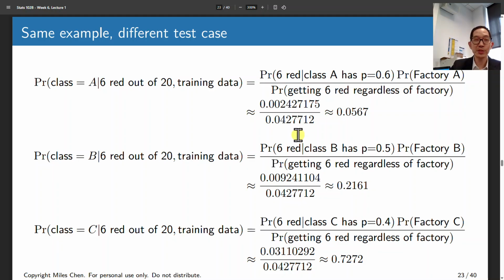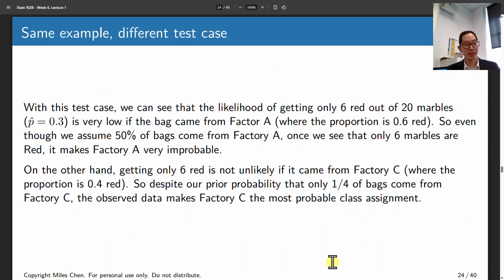So if you do this, the resulting posterior probabilities are going to be around 5.6% class A, 21-22% class B, and around 73% class C. Okay? And so in this case, class C is by far the most likely, because according to our training data, class C has a fill proportion of 40% red.